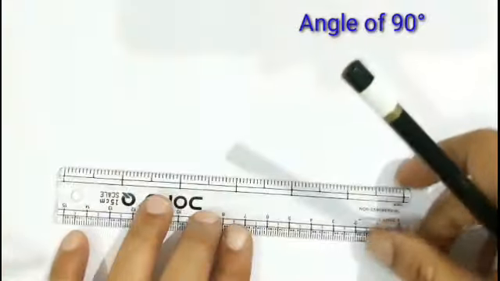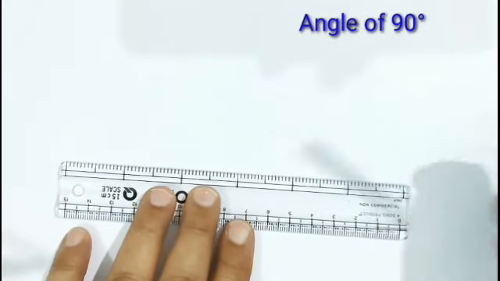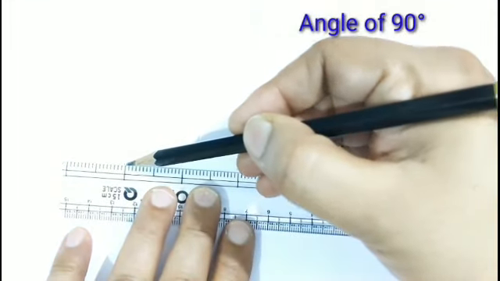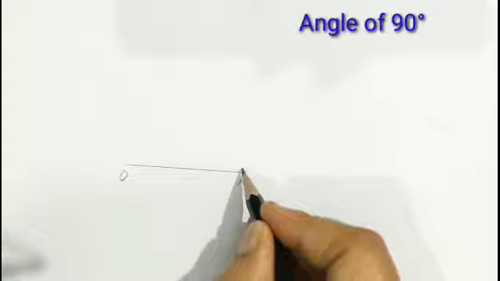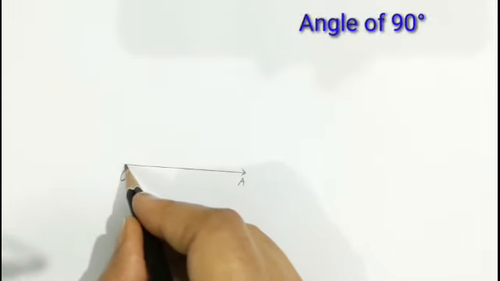To construct an angle of 90 degrees, repeat the steps of the construction of an angle of 120 degrees. So let's first make an angle of 120 degrees. For it, draw a ray OA which ends at O point.